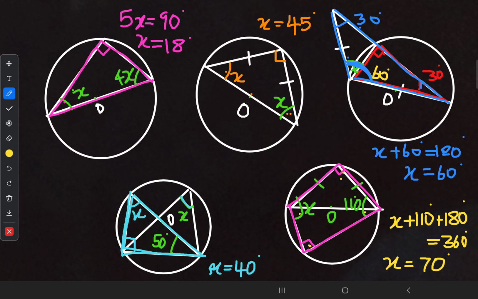Here we are using the quadrilateral's interior angles sum of 360. If you know the cyclic quadrilateral theorem, you can use that also. Otherwise, all these angles sum would be 360. So from 360, we subtracted 90, 90, 110, which gives 290. That will give you x as 70 degrees.